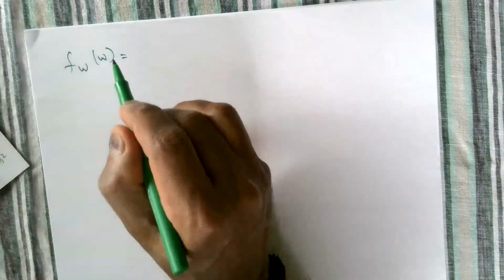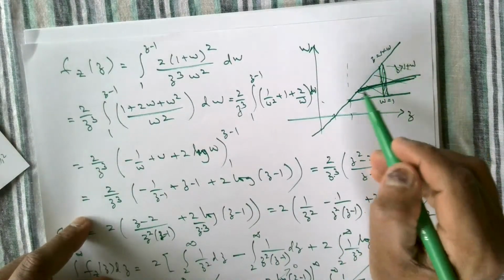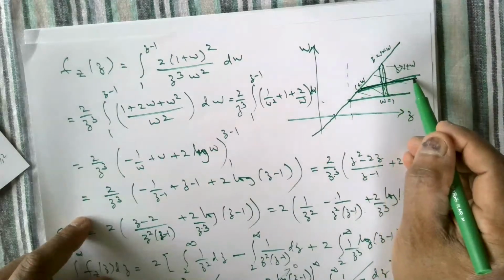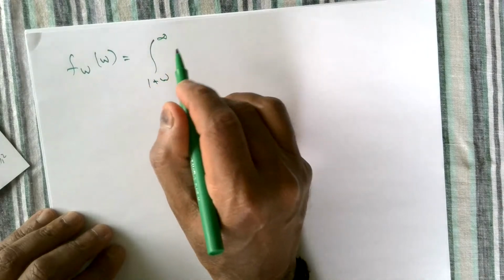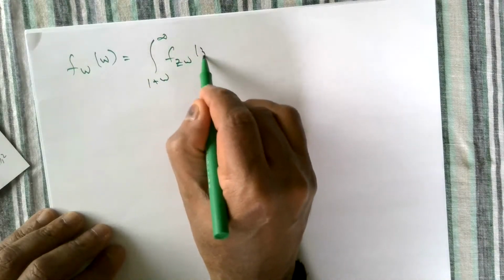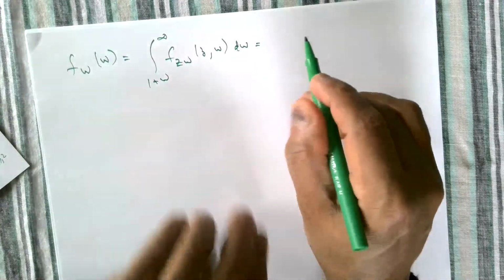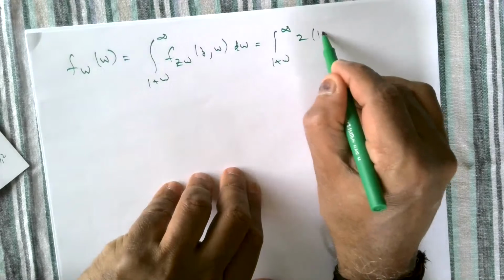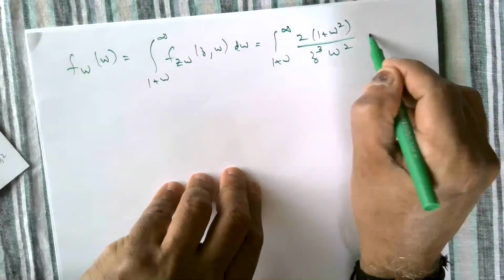So I'm sorry, z. This is z. So z starts from 1 plus w. So this is the point 1 plus w, and z goes all the way to infinity. So we integrate along this strip. So that's going to be 1 plus w to infinity of the joint PDF of z and w. So that is, if you recall, 1 plus w to infinity, 2 multiplied by 1 plus w squared over z cubed w squared dz.